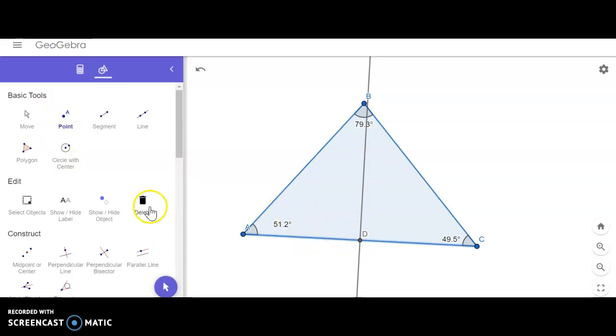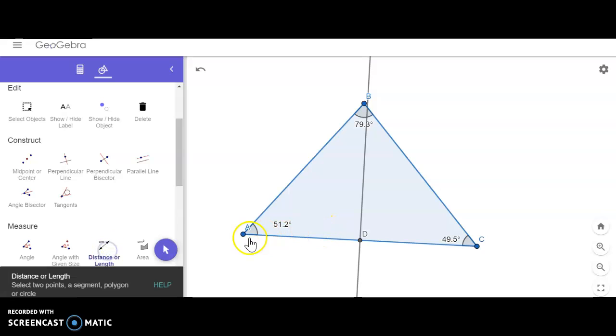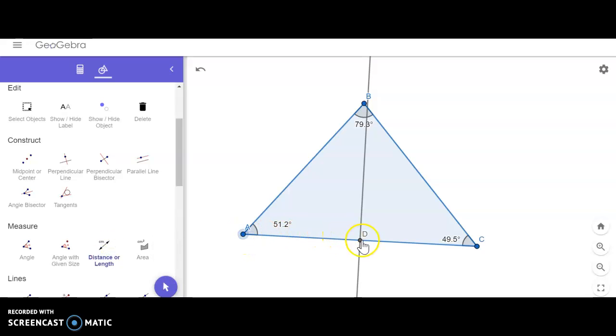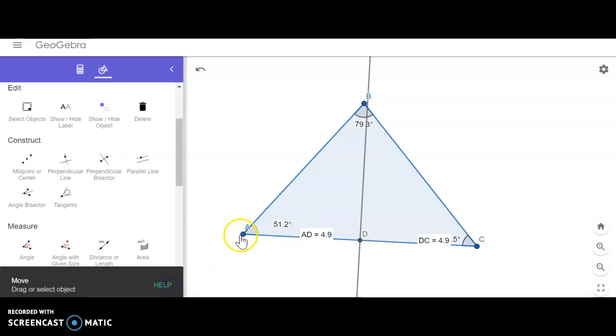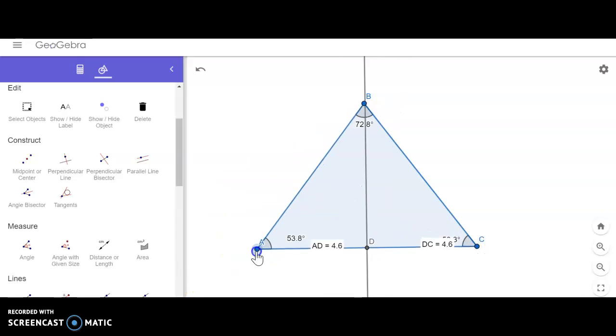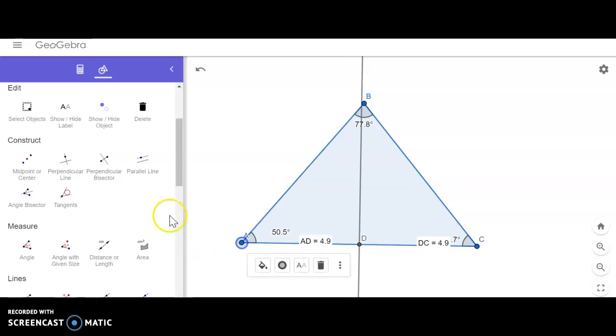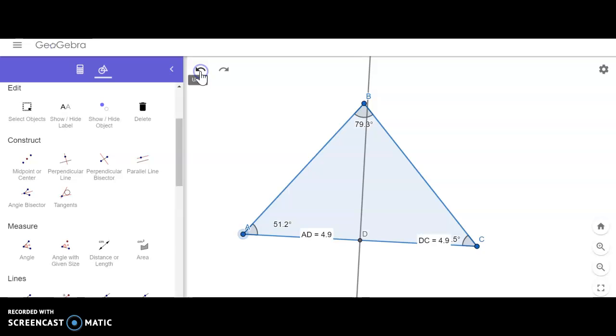We know it's a perpendicular bisector. That angle is going to be 90, but then I can also use this distance function to say from C to D and D to C, it's always 4.9, or not always 4.9, but they're always the same, no matter where I put that. So we did that yesterday. We created a perpendicular bisector.